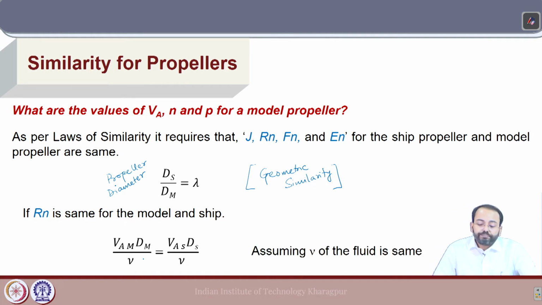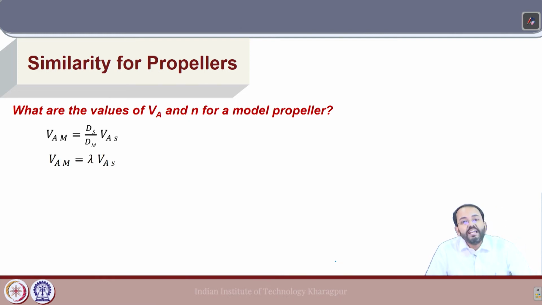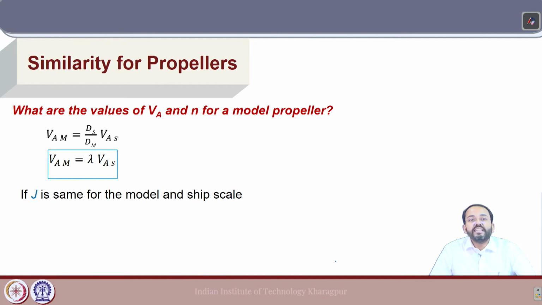If we do that and assume that the viscosity is same in the model and full scale, we will get the ratio Va in the model and full scale as a ratio of the diameters in an inverse way. The model scale propeller's advance speed will be lambda times the advance speed in the full scale, where lambda is the ratio of the full scale diameter by the model scale propeller diameter.